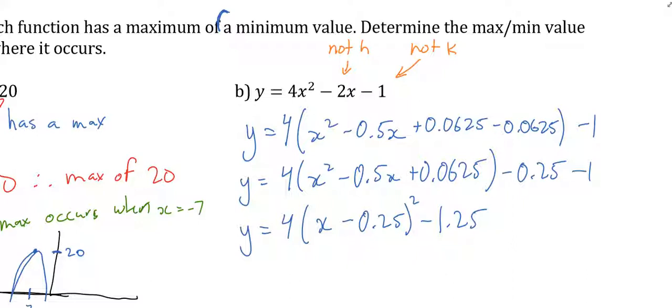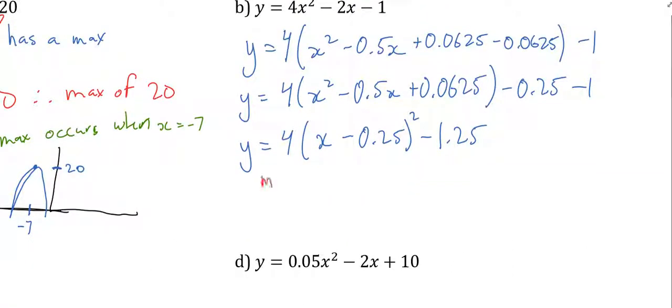Now we're supposed to be determining the max or the min value, and the x value where it occurs. So we're already told that it has a min because the number out front is positive, so it opens upward, so it has a minimum value. The minimum value is the vertical shift. Negative 1.25, very good, yeah. Min at negative 1.25.